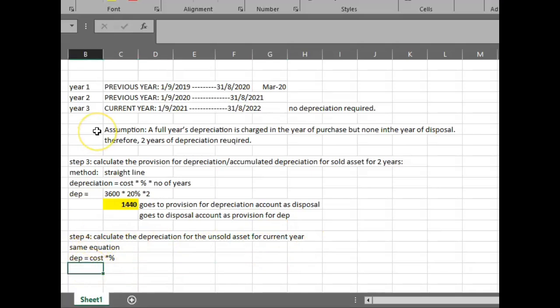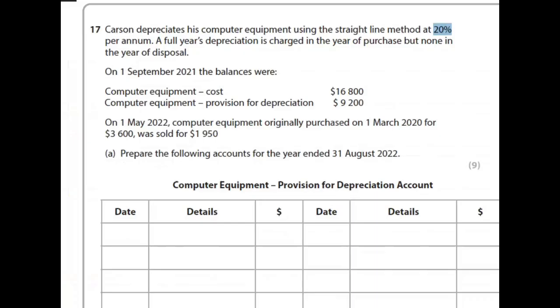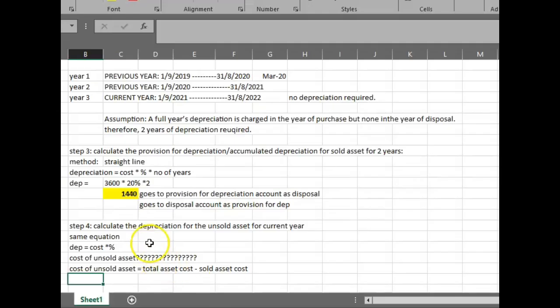But we do not have the cost of the unsold asset, so we gotta use our logic and formulate an equation. We have the cost of the total computers, and then we have the cost of the computer that Carson sold. Therefore, the difference between them would give the cost of the unsold computer. The total cost of computers is $16,800. And the cost of the sold computer is $3,600. Do the math, and you get the answer.